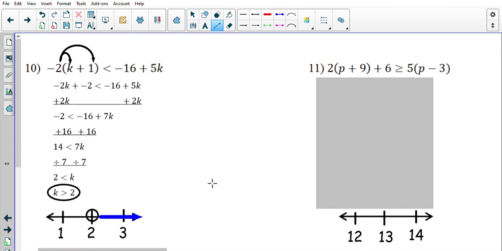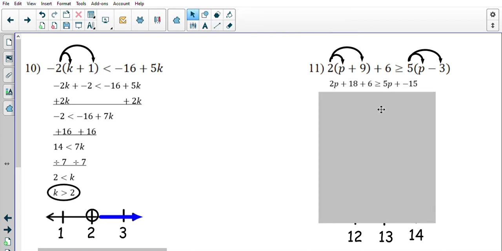All right, last one. And these get pretty difficult towards the end. They might be a little easier on your test than we have in your guided notes, but I'm also trying to prepare you for algebra, not just for your unit test. So we have to distribute twice here, the 2 into the first set of parentheses, the 5 into the second. So the first set will get us 2p plus 18. Don't forget our plus 6. It's easy to drop that off. On the right-hand side, we'll have 5p minus 15, which I did rewrite as 5p plus negative 15.